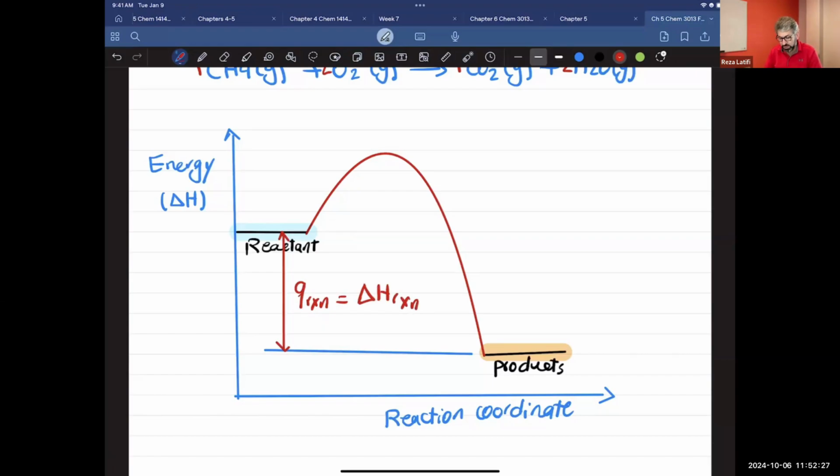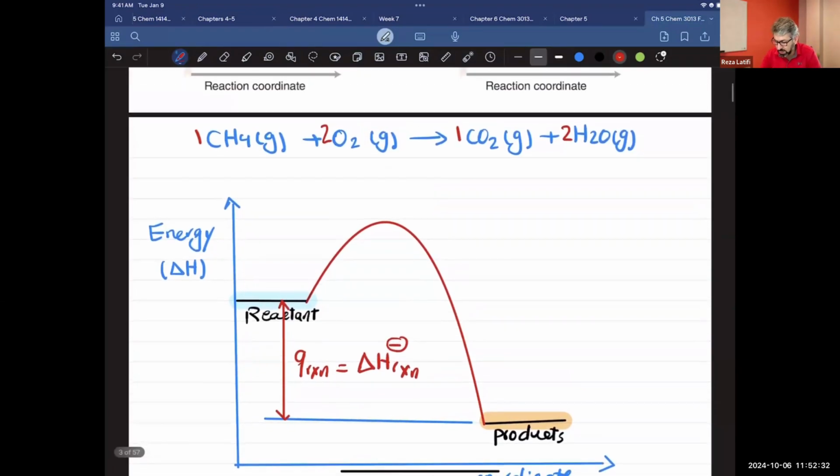And delta H of the reaction in this case is going to be negative. What does it mean? It means it's exothermic. So delta H of this reaction is negative. That means this reaction is going to produce heat. So one of your products will be heat.